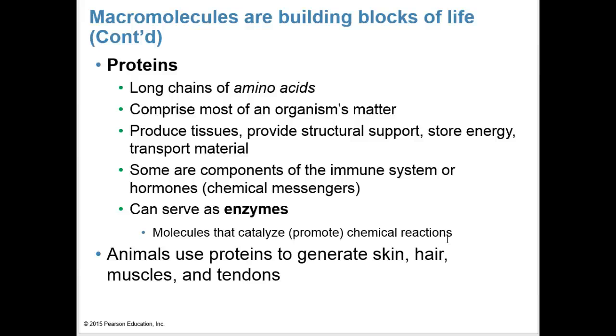Animals use proteins to generate skin, hair, muscles, and tendons. So many parts of our body. In fact, DNA codes for the making of proteins. Cells use information from DNA to string together the polymers of proteins, or amino acids, to make the proteins that make you. That's how important proteins are to life. That DNA actually codes for them.